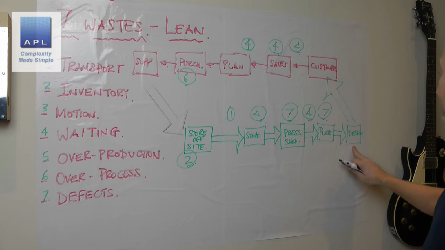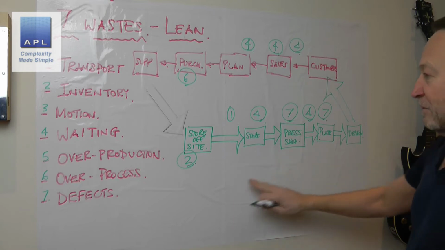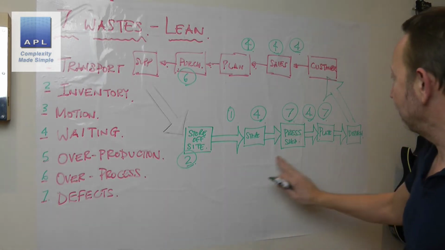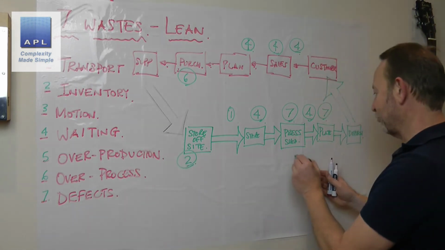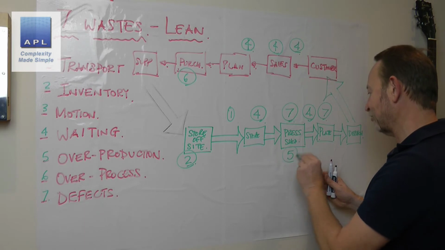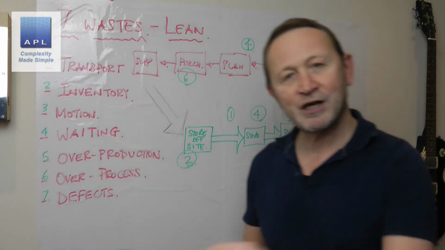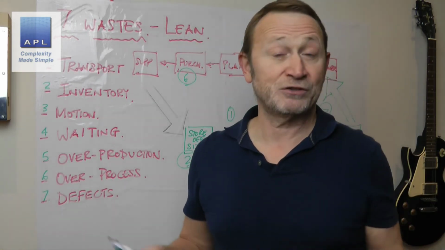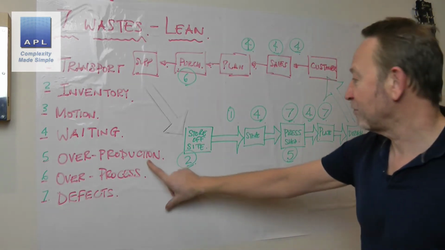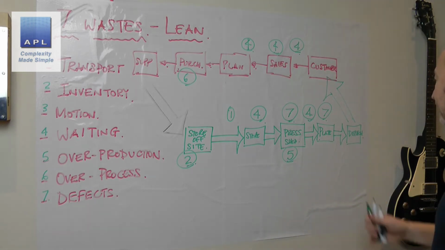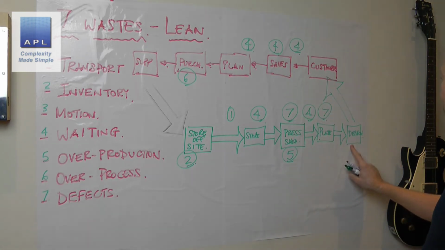Then we get to dispatch. Or maybe we might get a little bit of overproduction in pressing, maybe. So maybe the batch size might be too big. So again, we might have a minimum batch size. We only want 100, but maybe we have to make 1,000 because the setup time is particularly long. So there could be a bit of overproduction maybe in the press shop. Then we get to dispatch.